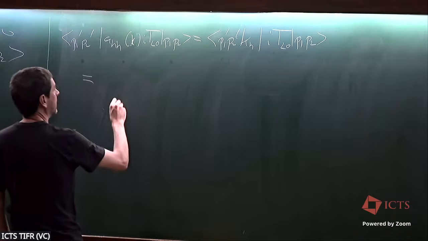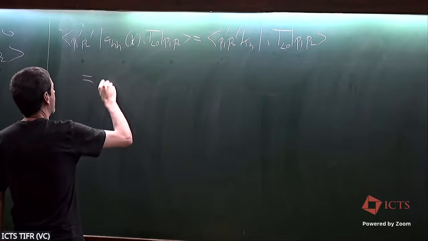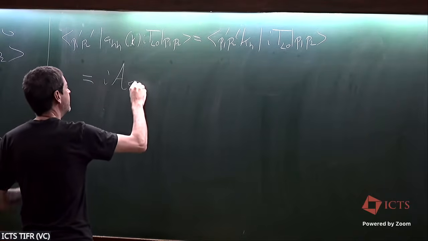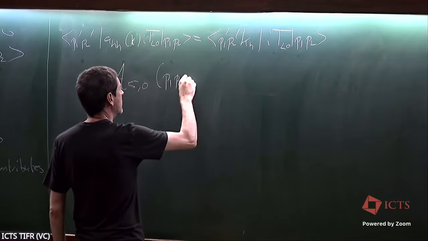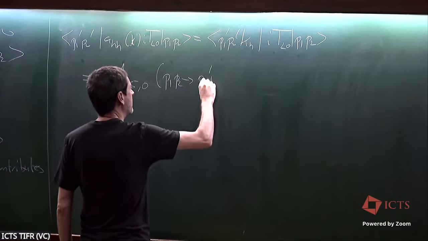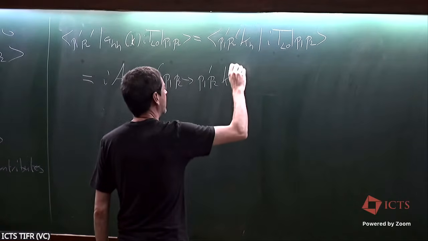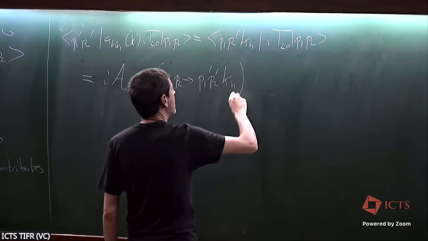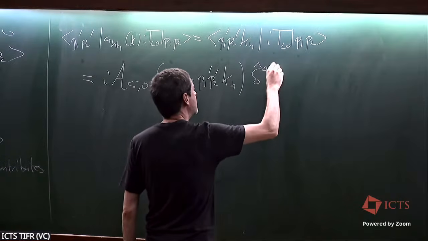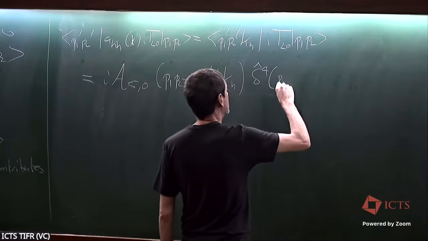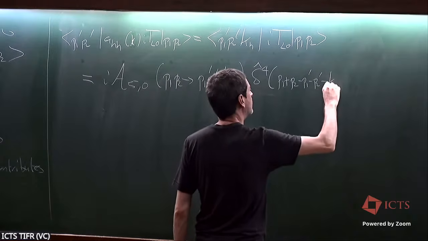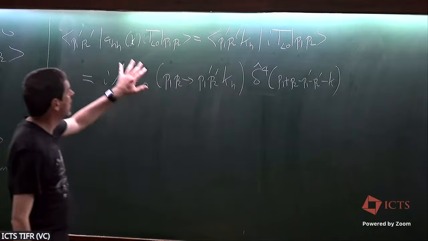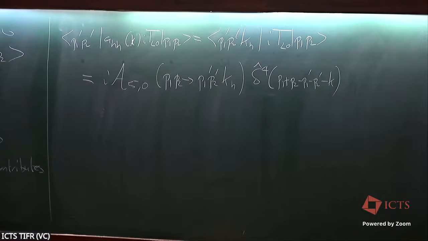So this thing is an i, an A5 at tree level, corresponding to the process P1, P2 goes to P1 prime, P2 prime, graviton with helicity h, times the momentum conserving delta function. So the lowest order waveform is given by a five-point tree-level amplitude.